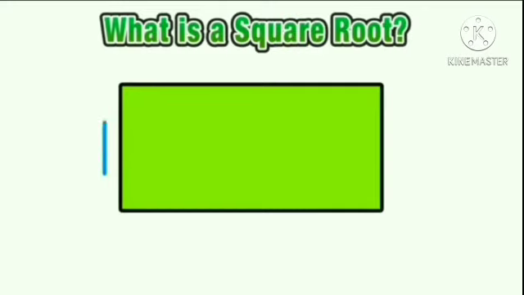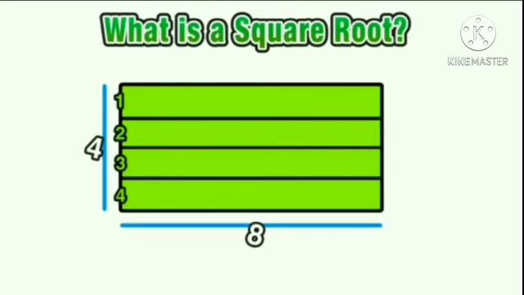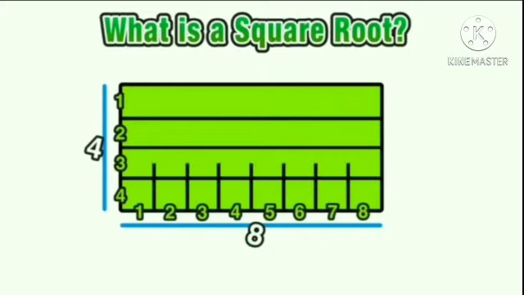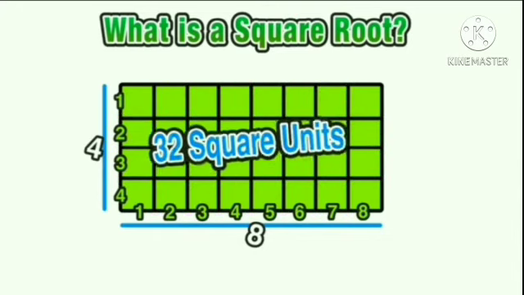Here we are going to start our discussion with a rectangle. Its width is 4 units and its length is 8 units. 4 units means it is making 4 equal parts, 1, 2, 3, 4, and 8 units means 8 equal parts. Inside, it is making squares, which means 4 times 8 is equal to 32 square units.